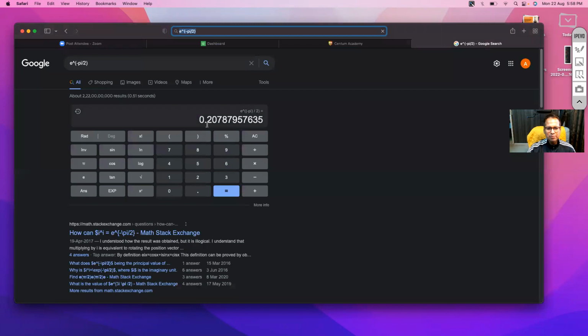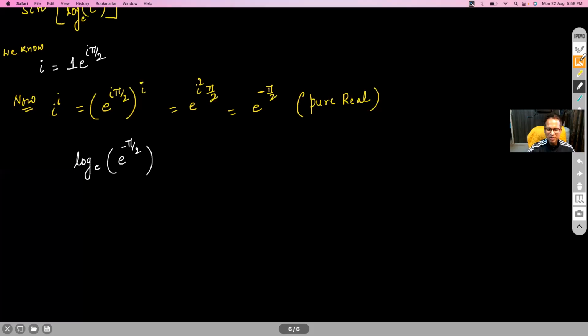Its value is roughly 0.207-ish. Okay. If that is the question, then the answer is negative 0.207. Anyways, coming back to the question. As per the log properties, this power will come in the front. So this will become minus pi by 2 log e to the base e. Log e to the base e is actually 1. So this will become minus pi by 2.